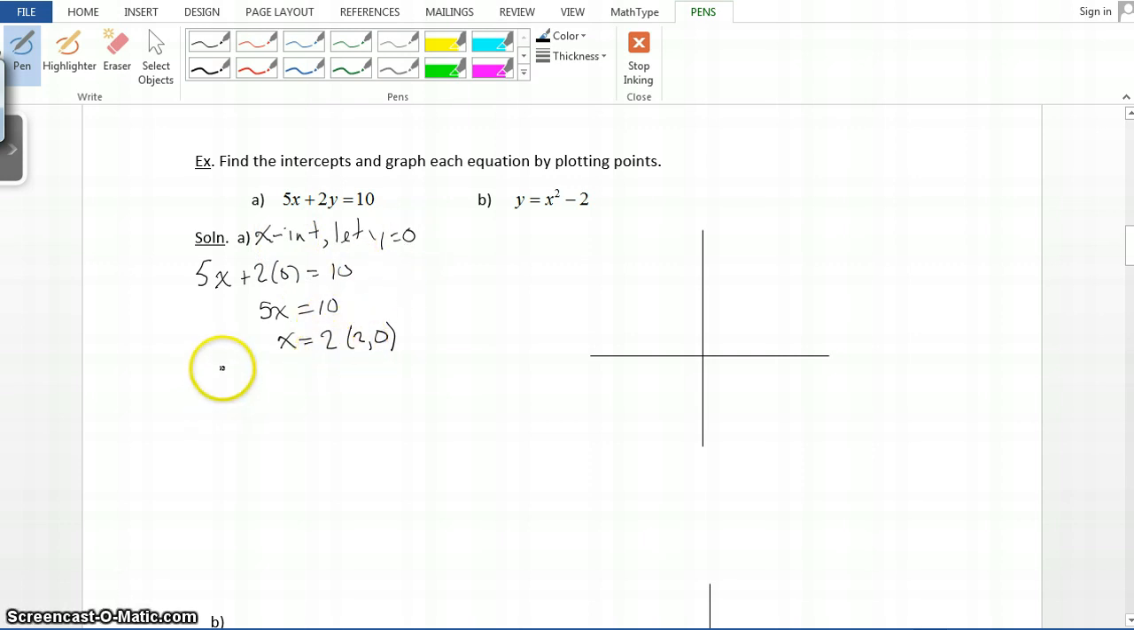Alright, let's do the y-intercept. To find a y-intercept, you let x equal 0. So here I'll have 5 times 0 plus 2y equals 10. 2y equals 10, y equals 5. So in that case, x is 0, y is 5.